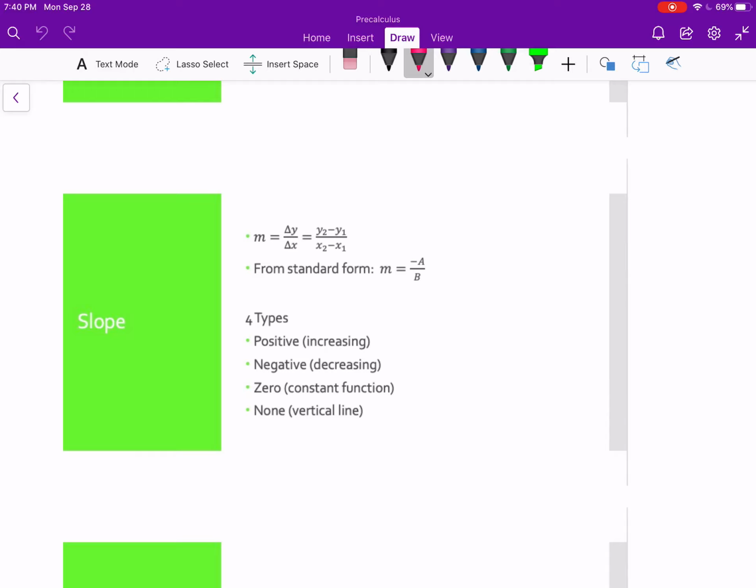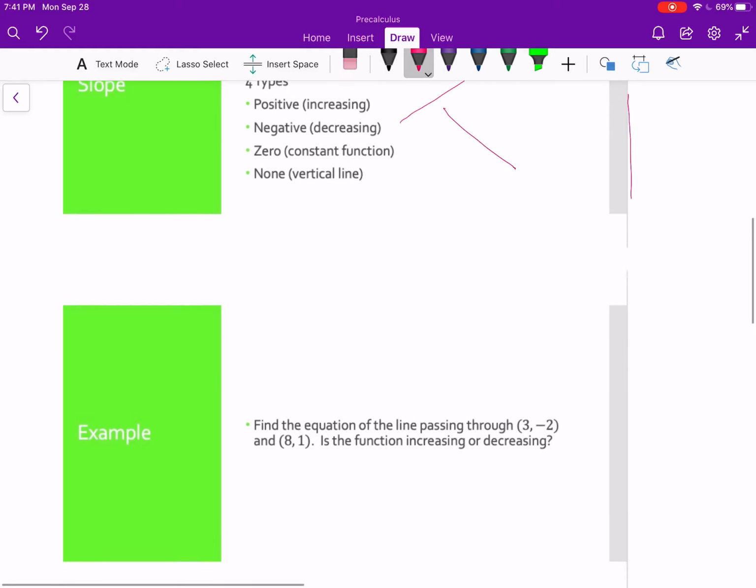Remember, four types of slope. Positive slope is going up from left to right. Negative slope is going down from left to right. A zero slope, or a constant function, is just horizontal. And no slope, or undefined slope, is a vertical line. So we have those four types of slope.